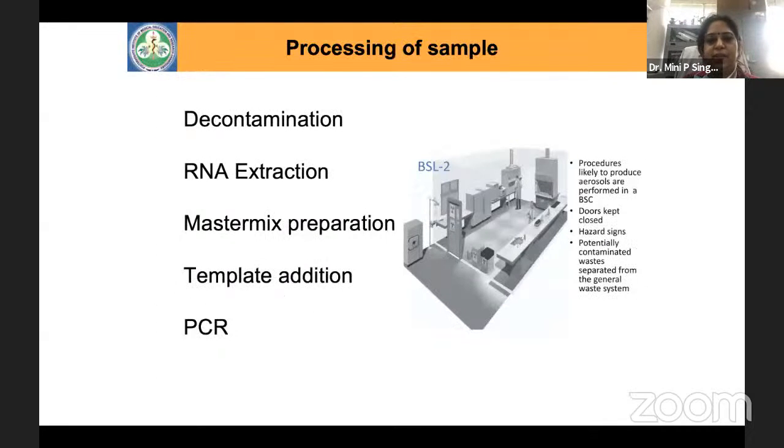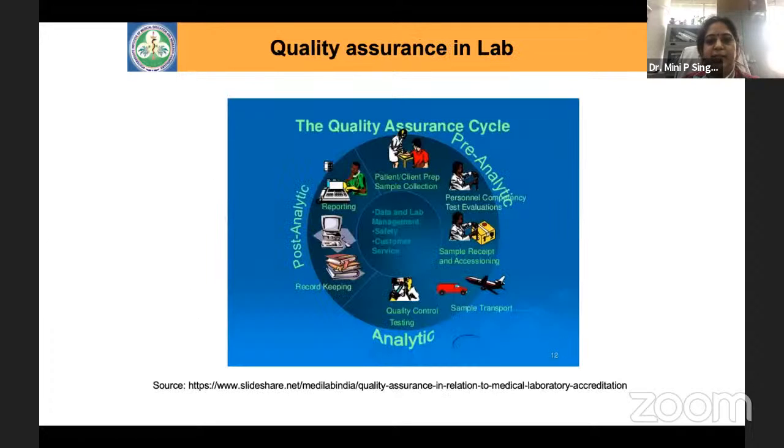So this is the workflow. The samples are processed in a biosafety cabinet. There are 3 or 4 steps involved in the PCR. And again, biosafety measures are a very important concern, and all PPE should be worn while handling these samples.